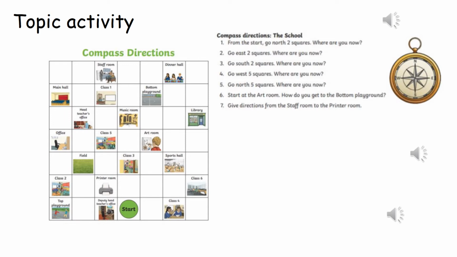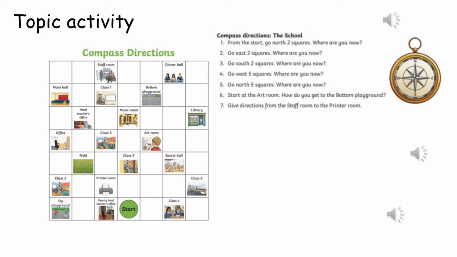So here is your topic activity, which is in the pack. You've got this little grid which has got loads of different classrooms and locations you might find in a school. And you've got a circle with the word start on it. It's a green circle, and that's where you're going to start. Whereas on the last activity with the zoo, every question we came back to the aquarium and started from the same place, in this one, you're going to start at the start and keep travelling throughout the school. You're not going to go back to the start after each direction.